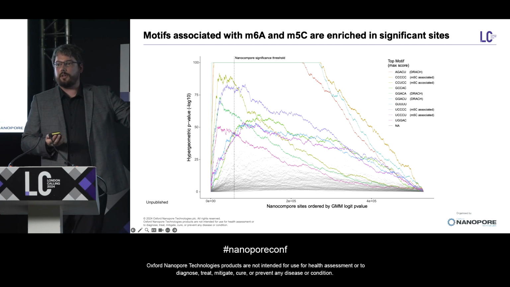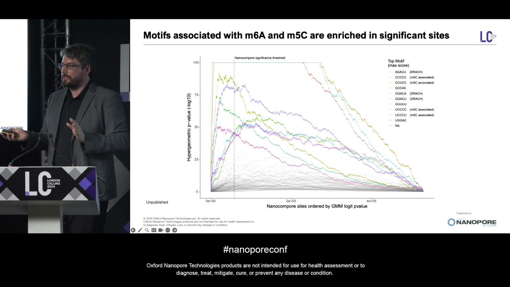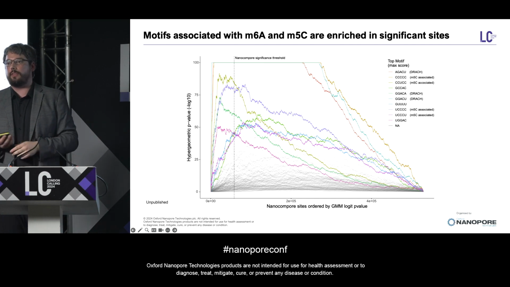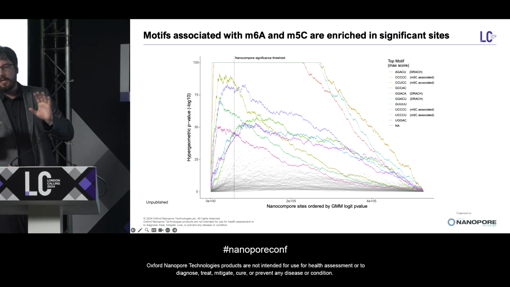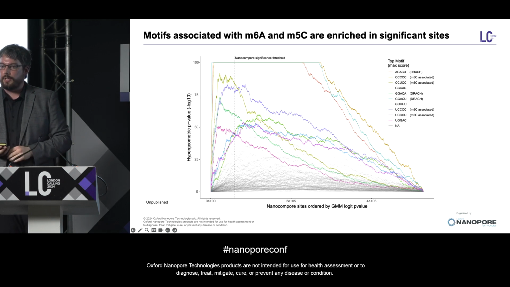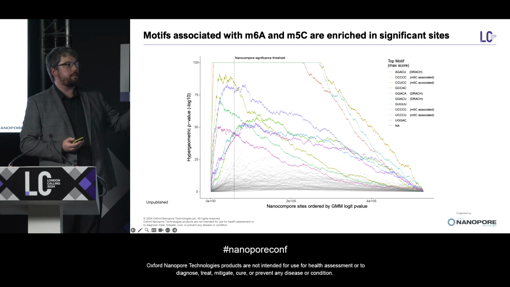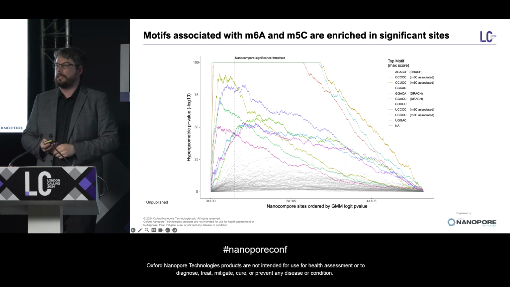3 of them are a DRACH motif, which is the classic m6A writer motif. And 4 of them are motifs that are associated with m5C. And then there's one that is like an off-by-1 DRACH motif, but we can't quite call that a DRACH. And so we are getting an enrichment for m6A and m5C signals.